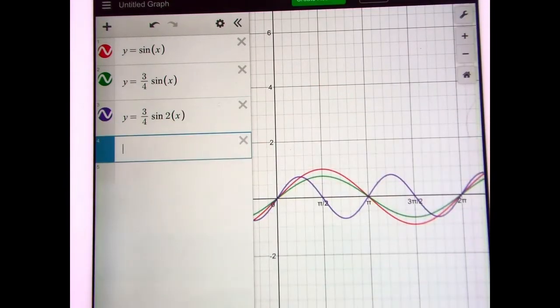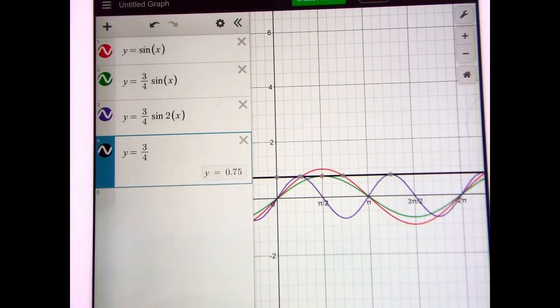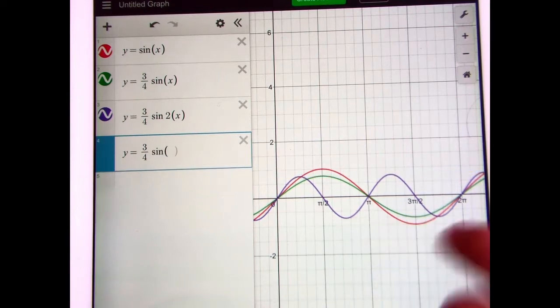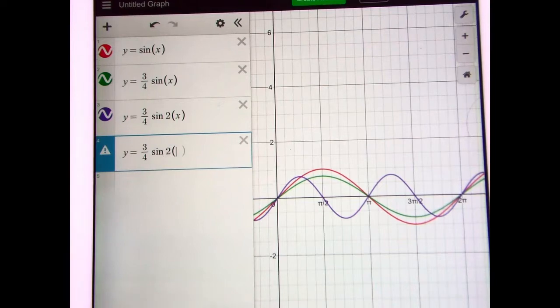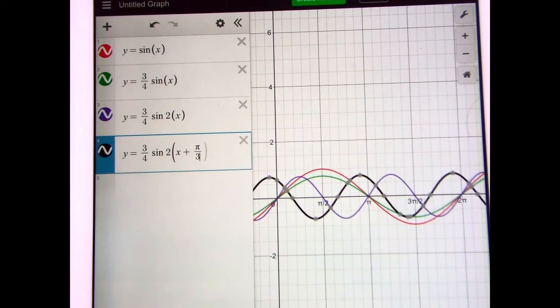So the last step is to phase shift that guy pi over 3 units to the left. So my final graph is y equals 3/4 sine 2 parentheses x plus pi over 3. And again, make sure that 2 is outside of the parentheses. Alright, so there you go.